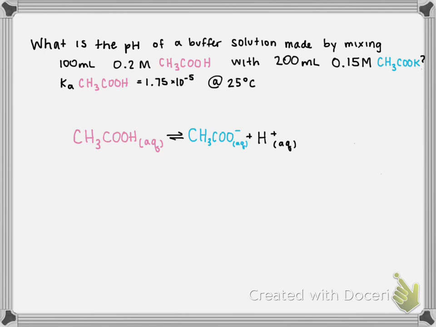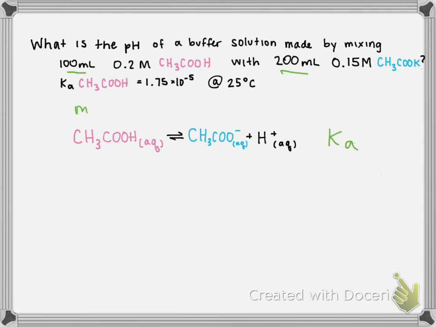So we know that a conjugate pair is going to just differ by one proton, and we can write that with the equilibrium for acetic acid. So we have that reaction here. And we can go ahead and see how many moles of each of these we have. And the reason we want to use moles is because we have different volumes. So we can't just simply add together the concentrations or just keep everything in concentrations. We'll have to do this in terms of moles.